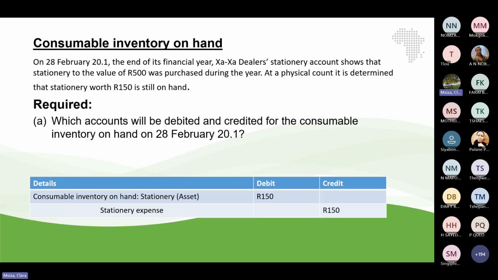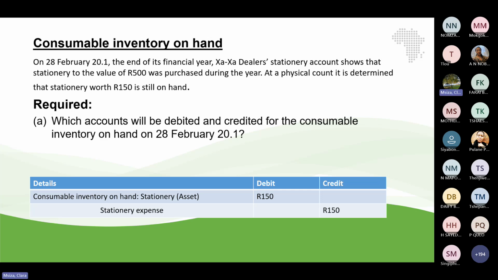So now, can we attempt to do the T account? So we'll have two T accounts now. Which ones? It will be your stationery and consumable inventory on hand. So under stationery expenses, what are we going to debit and what are we going to credit for 20.1, February 28?